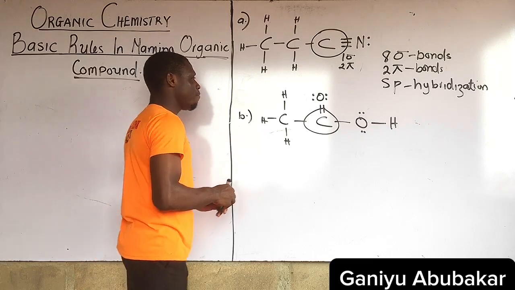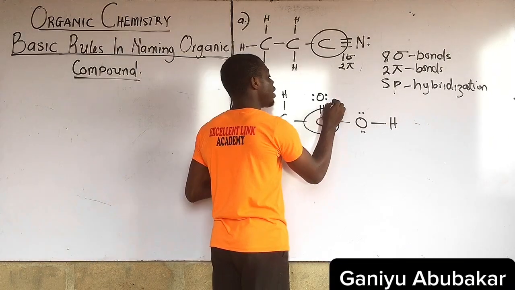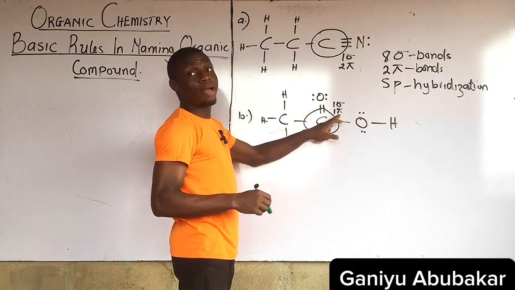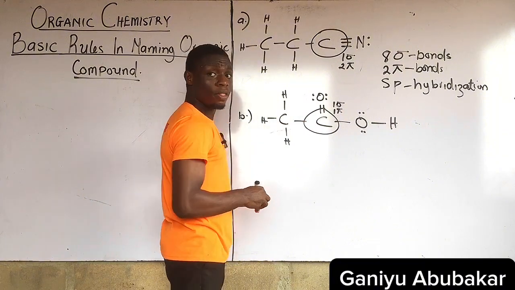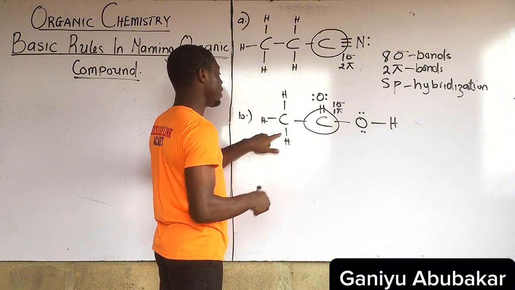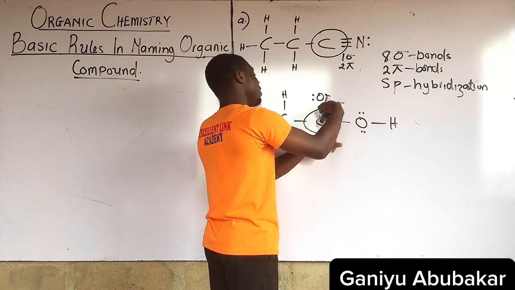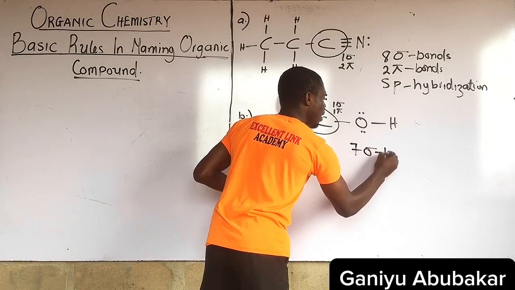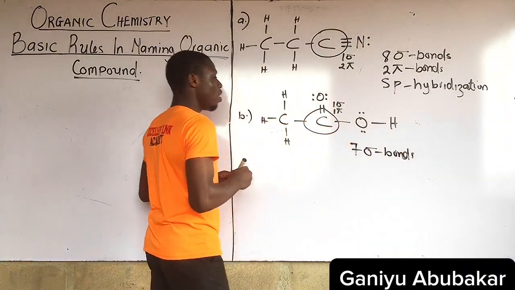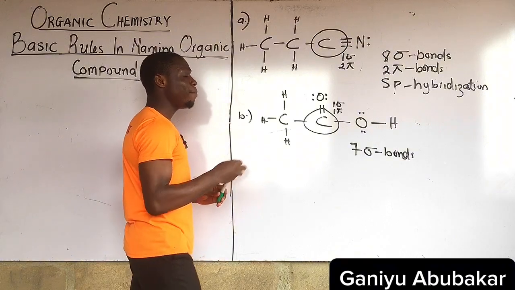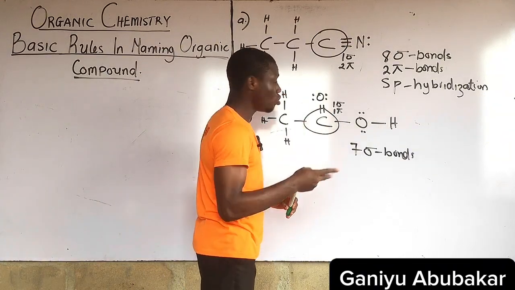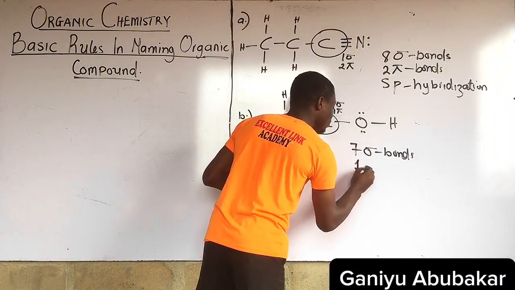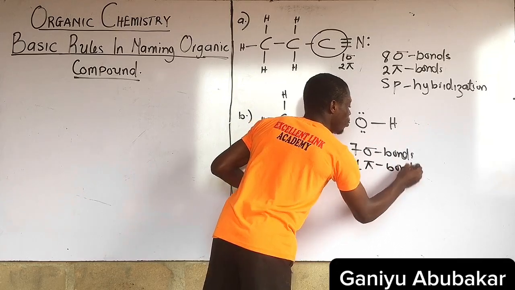For this one, my first task is that I'm seeing a double bond. A double bond contains one sigma bond and one pi bond. So let's get the number of sigma bonds here. I'm having 1, 2, 3, 4, 5, 6, 7. So for this organic compound, I'm having 7 sigma bonds. Now let's get the number of pi bonds. Pi bonds occur majorly in double bonds and triple bonds. I'm seeing a double bond here, so I'm having just one pi bond.